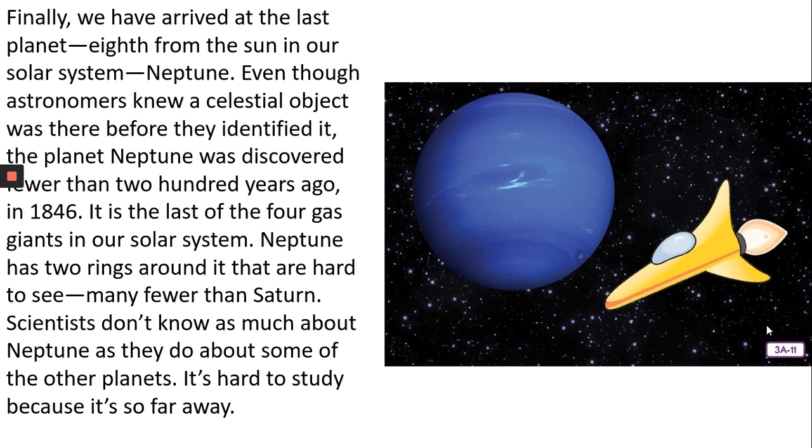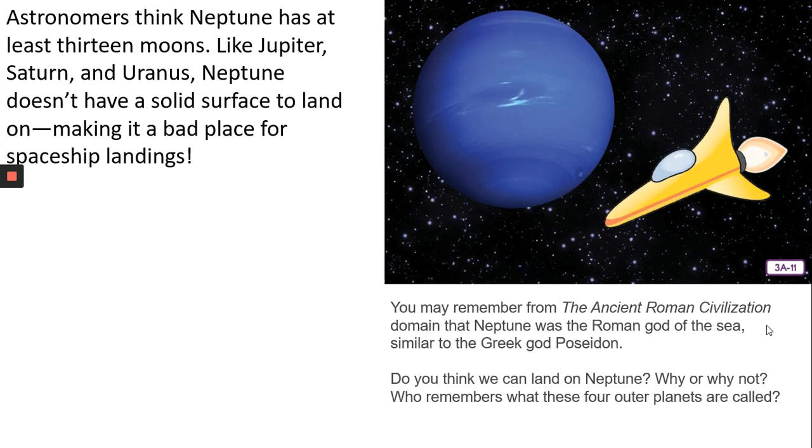Neptune has two rings around it that are hard to see, many fewer than Saturn. Scientists don't know as much about Neptune as they do about some of the other planets. It's hard to study because it's so far away. Astronomers think Neptune has at least 13 moons.